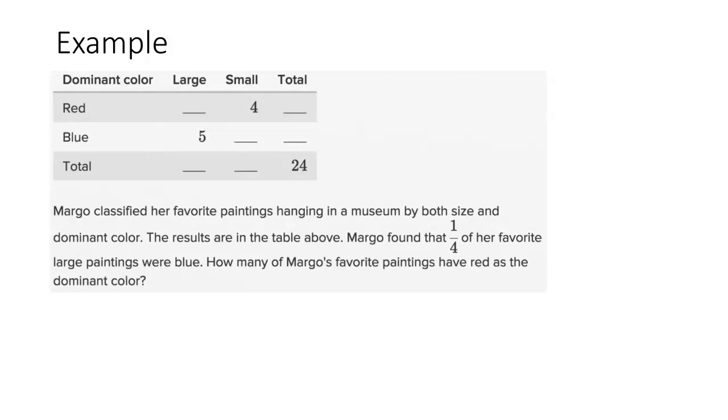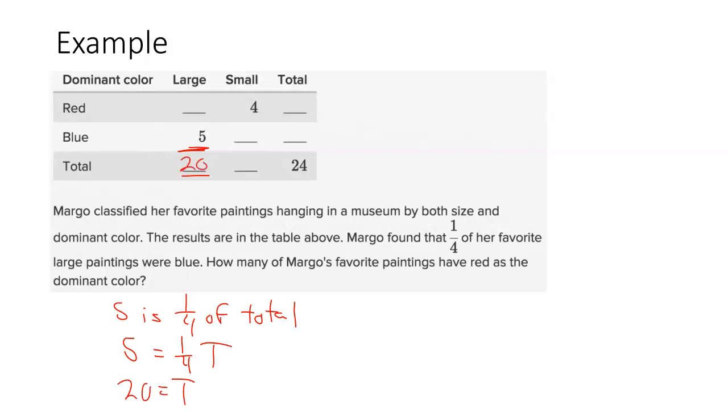So if 1/4 of her favorite large paintings were blue, how many large paintings does she like total? 20. How do you know that? 5 is 1/4 of the total. If we write that sentence as an equation, when I multiply by 4, I find that the total is 20. So I know 5 is 1/4 of 20. So I know we have 20 total large paintings.